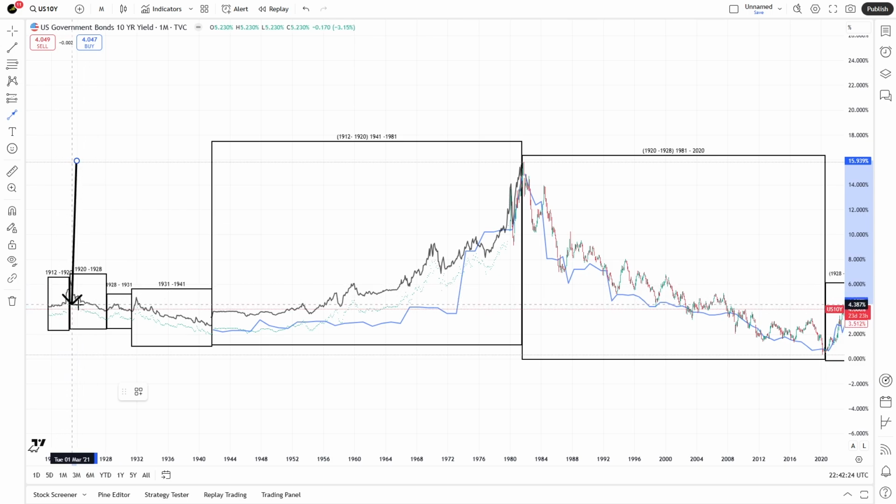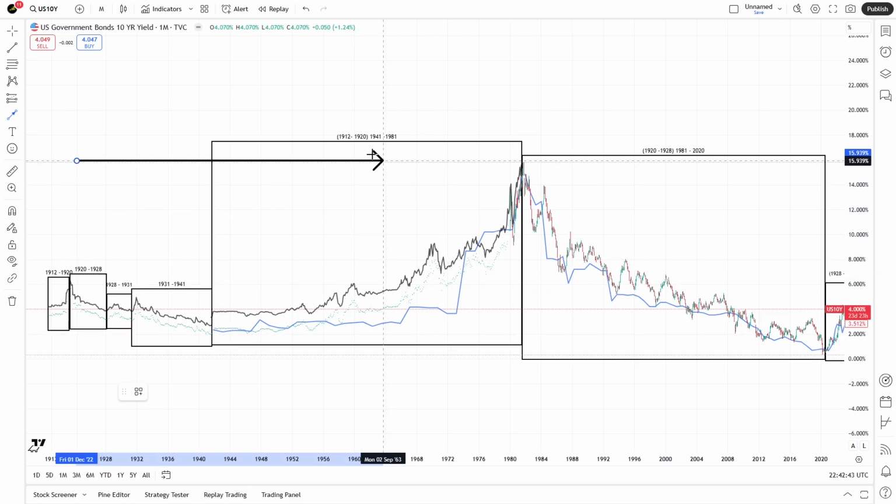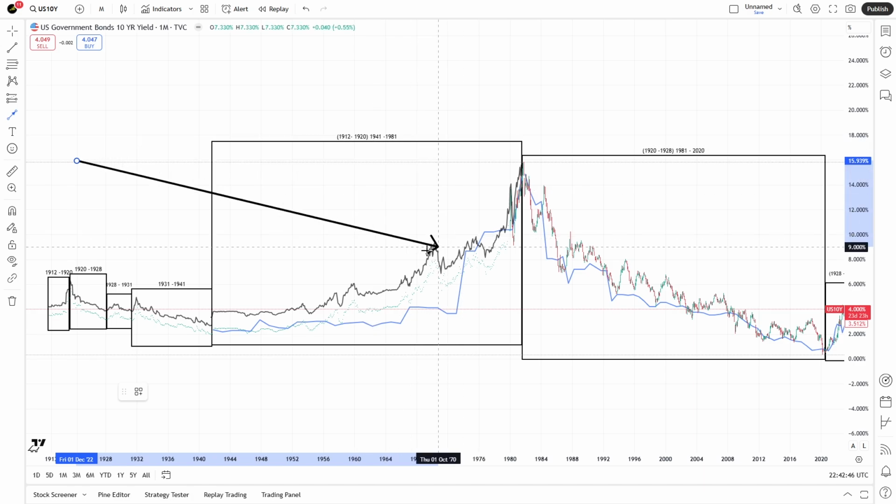The chart is hard to read at this point with all these little dots, so it's a little easier to make sense of it. From 1912 to 1920, I take this structure and I copy and paste it over here, so it repeats all over again. From 1912 to 1920, it starts off low and then it goes to a peak. Well, the same thing happened between 1941 and 1981.